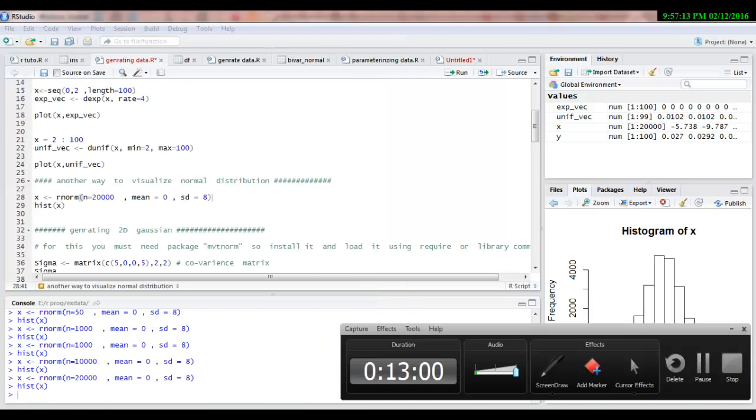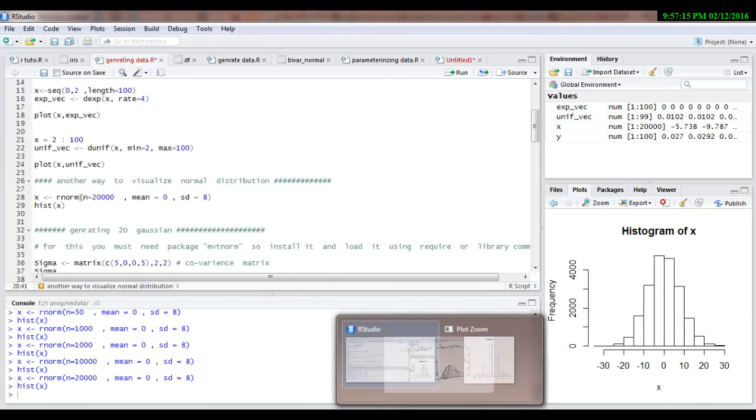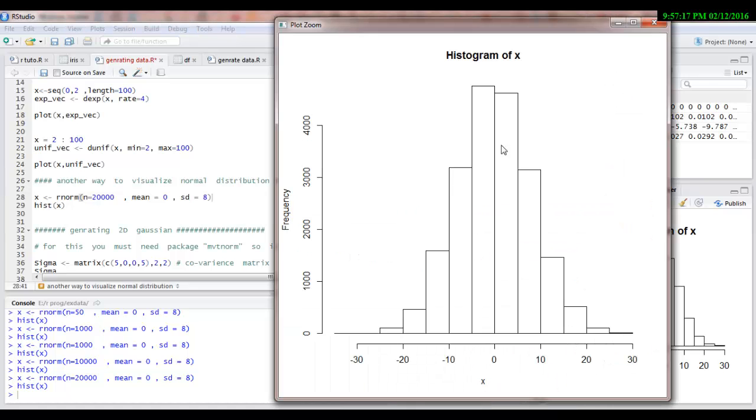So now we have tried the same thing with n equal to 20,000, mean 0 and standard deviation 8. You can see that the middle element is at 0, and it's giving the feeling of a standard deviation of 8.